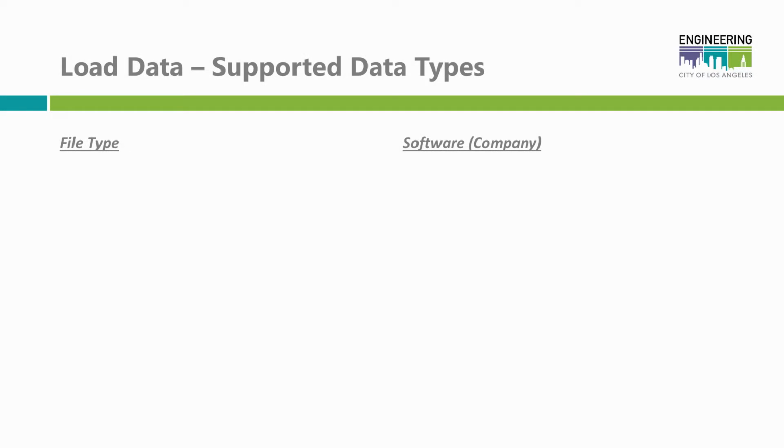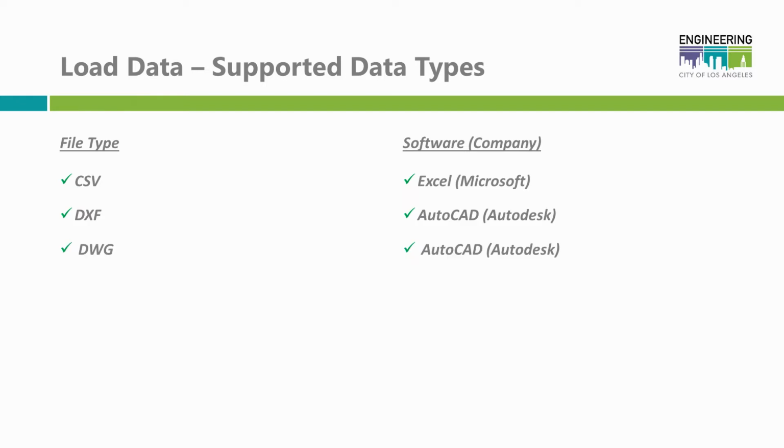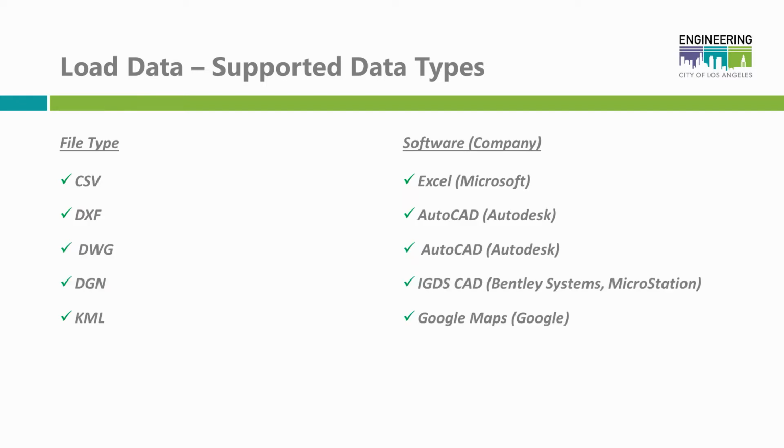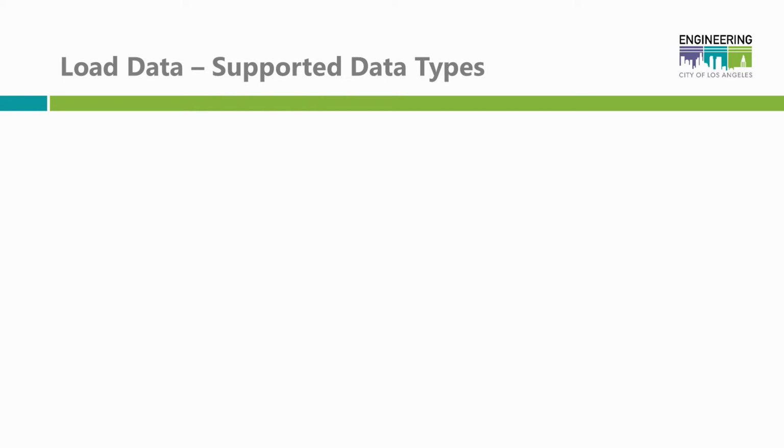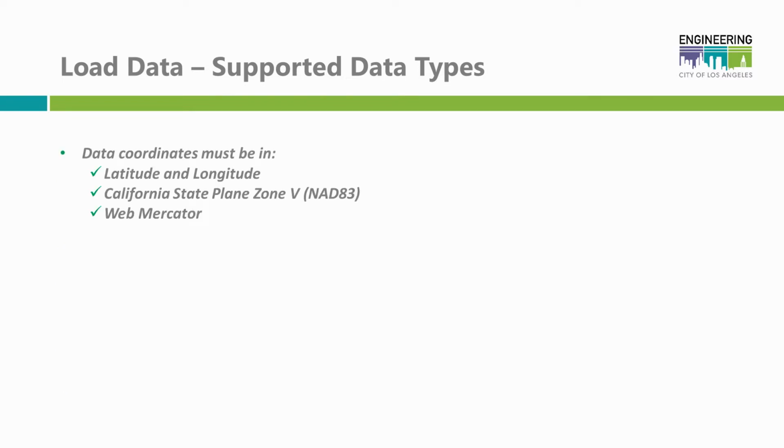Supported data types include CSV, DXF, DWG, DGN, KML, GeoJSON, and Esri shapefiles. Additionally, data coordinates must be in latitude and longitude, California State Plane Zone 5 NAD 83, or Web Mercator.